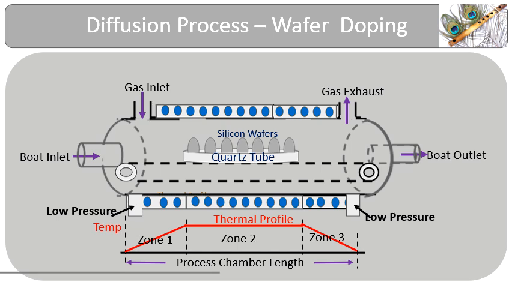Carrier gases like nitrogen and oxygen are delivered via mass flow controllers, while exhaust systems scrub toxic byproducts to ensure safety and environmental compliance. Altogether, the diffusion furnace is a precision system where thermal control, gas chemistry, and timing converge to shape the electrical characteristics of semiconductor devices.